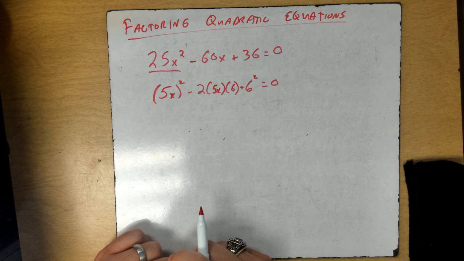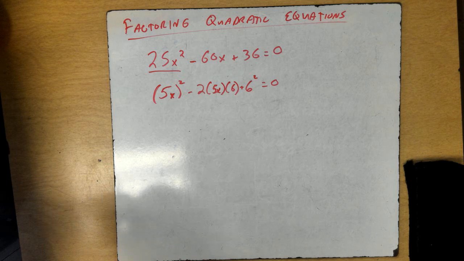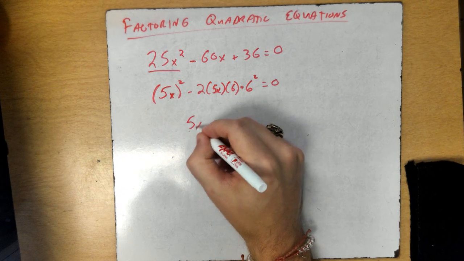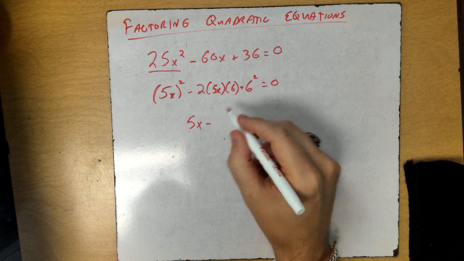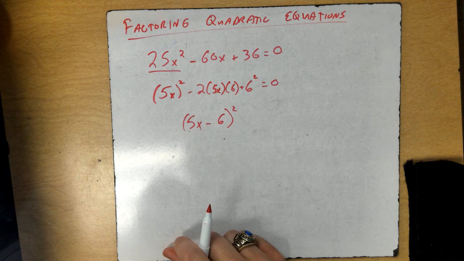Now, we're going to break it down even more, okay? So, we're going to take our first term here, 5x. We're going to put a minus in the middle. We're going to take our last term, 6, put it here, and then we're going to put all this in parentheses with the square.